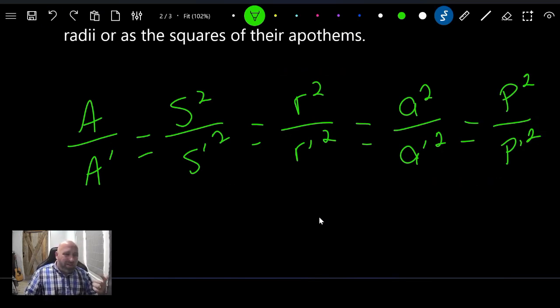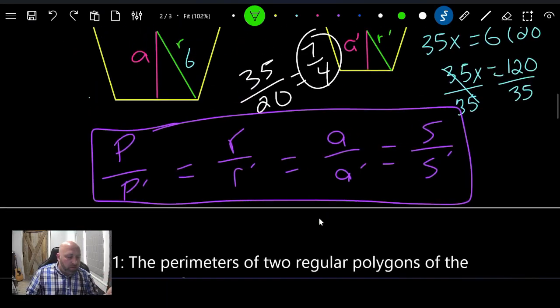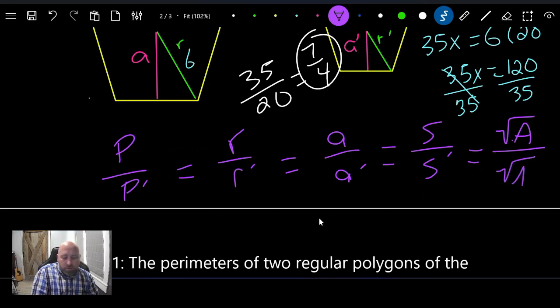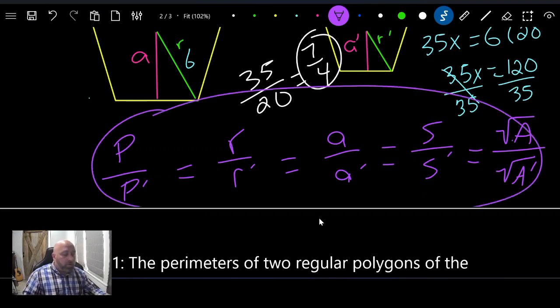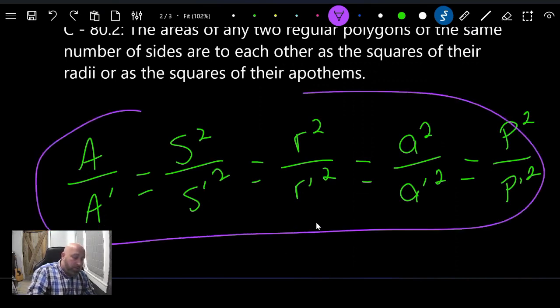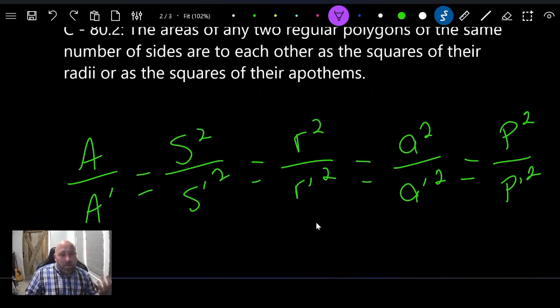Another way that you could do this, going back to this one, is you could write your area here as a square root. So you could write the square root of area over the square root of area prime. And so that would work there too. So you can always find the perimeters by square rooting the area if you're dealing with the perimeters, and you can always find the area by squaring if you're dealing with the area. So that's the way that that works. That's a very important train of thought right there.